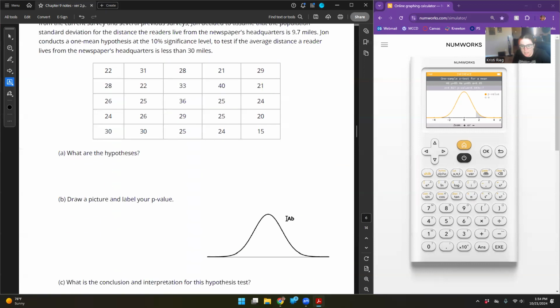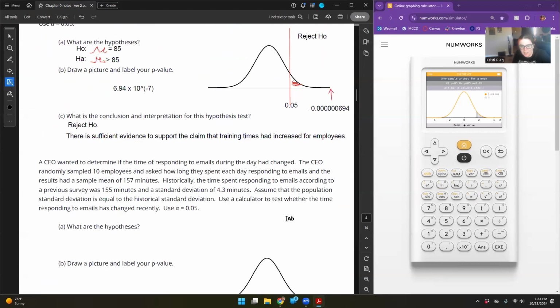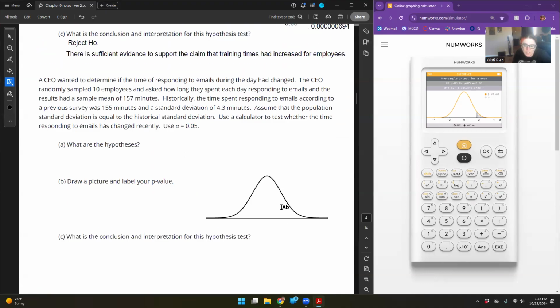So let's see, we have that. Okay, we'll see how far we get on this because I feel like this video is already going kind of long. So let's try this one more time. It says a CEO wanted to determine if the time responding to emails during the day had changed. The CEO randomly sampled 10 employees and asked how long they spent each day responding to emails, and they got a sample mean of 157 minutes. Historically, the time spent responding to emails, according to a previous survey, was 155 minutes. So there is our claim, or, well, that's part of our claim.